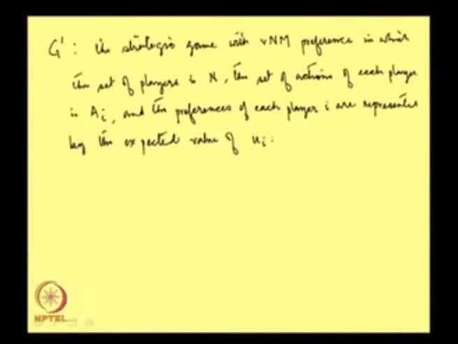Here the preferences are von Neumann preference, and preference of each player therefore is given by the expected value of ui. Ui is the payoff function that we had in the previous game. So, if this is the scenario, then what kind of result can we get from here? I am not going to prove the result, just stating these two results.